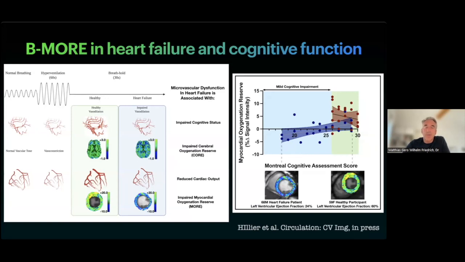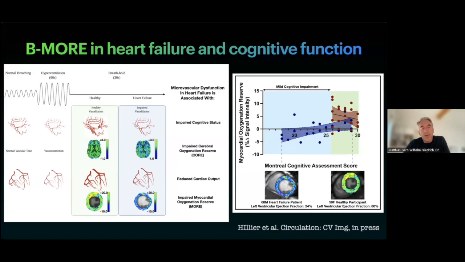And the two, brain and heart, so BMOR and BCOR for breathing-induced cerebrovascular oxygenation reserve, correlated. So this explains why patients with heart failure have a reduced cognitive function. The lower cardiac output is associated with a microvascular dysfunction in both the heart and the brain. And the brain microvascular dysfunction is associated with, and likely causative for, the cognitive dysfunction.